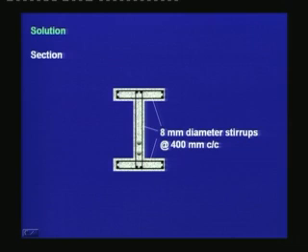The design stirrups are shown in this sketch. We are providing the same amount of stirrup in the web and in the flanges. It is 8 millimeter diameter stirrups at the maximum spacing, which is 400 millimeter center to center. Note that for each of the stirrups, we have provided longitudinal bars at the bends, and the size of the longitudinal bars we have selected, which is greater than 8 millimeters, is 12 millimeters.